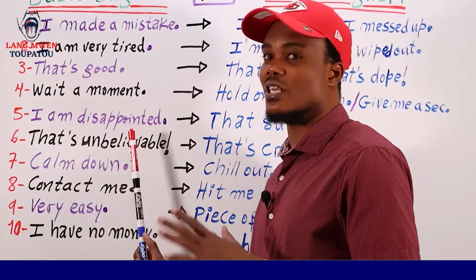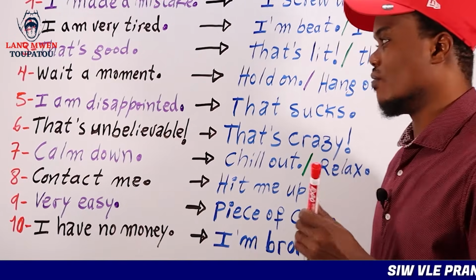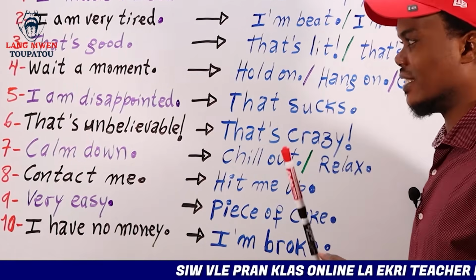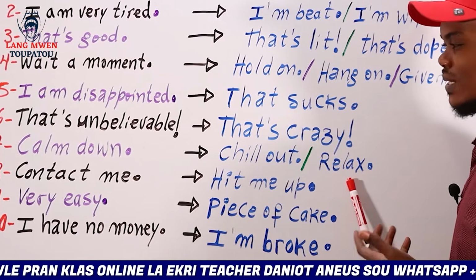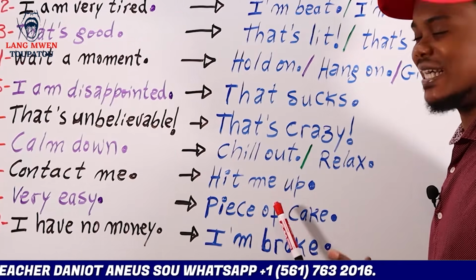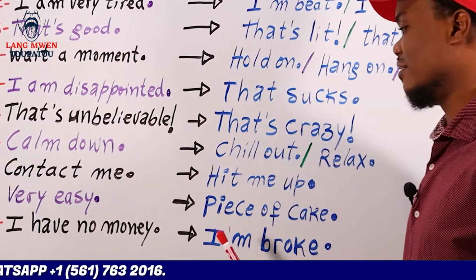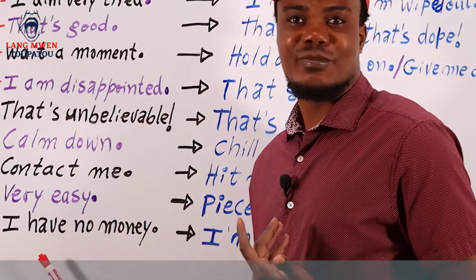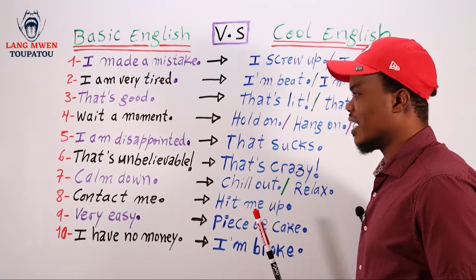I am disappointed: you say that sucks. That's incredible: that's unbelievable. In this way we say that's crazy, man, that's crazy. Calm down: chill out, or relax, man, relax. Contact me, or hit me up, it's the same thing. Very easy, you know, it's very easy, it's a piece of cake. Good. I have no money, or you can say I am broke, man, I am broke.